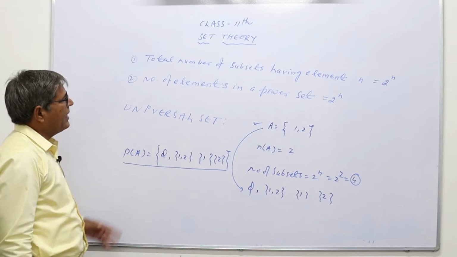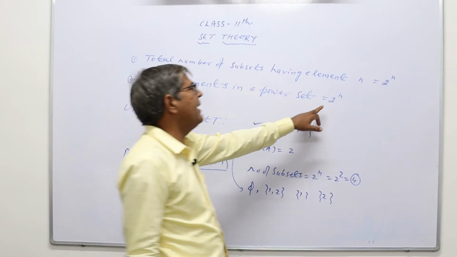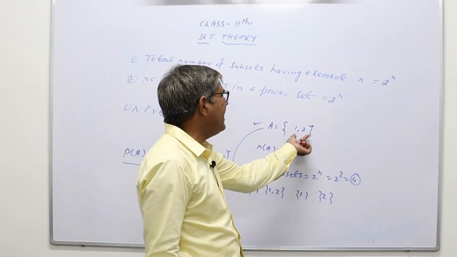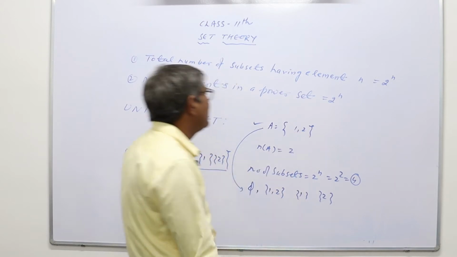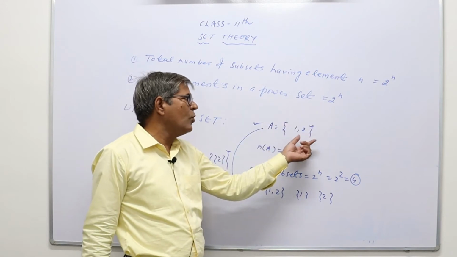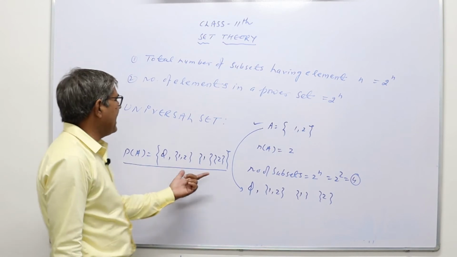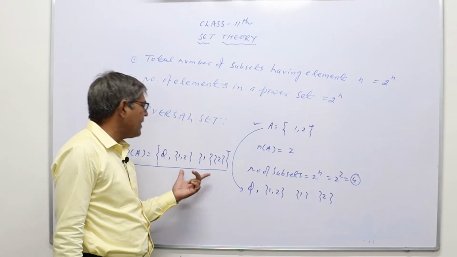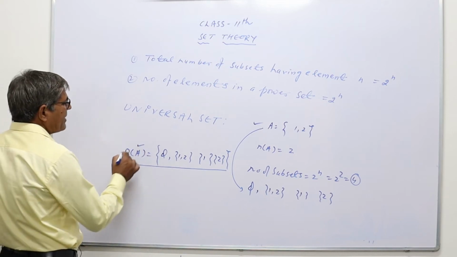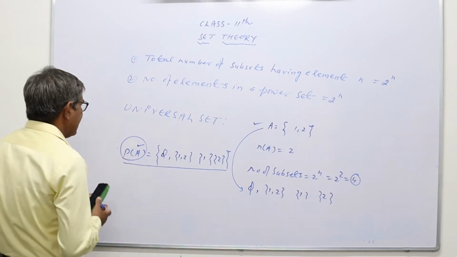Here, the number of elements in the power set will be 2 raised to the power n, where n is the number of elements in the given set A. Here in set A, the number of elements is 2, so the total number of subsets will be 4, and the collection of these subsets will be known as the power set. For the given set A, the power set will be P(A). This is the representation of the power set.